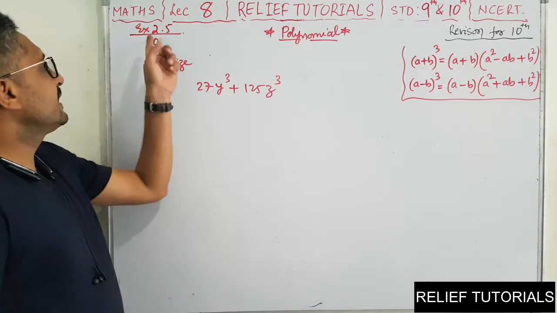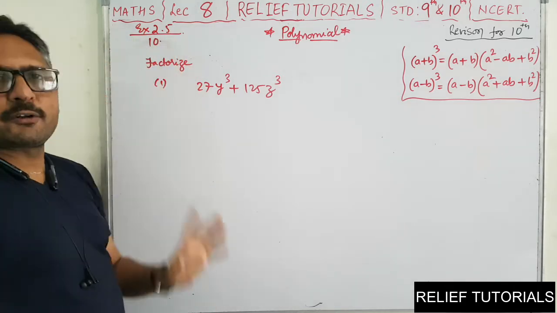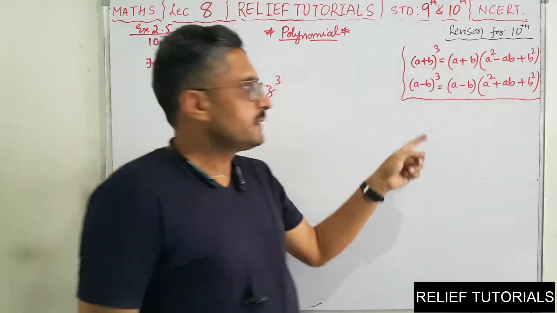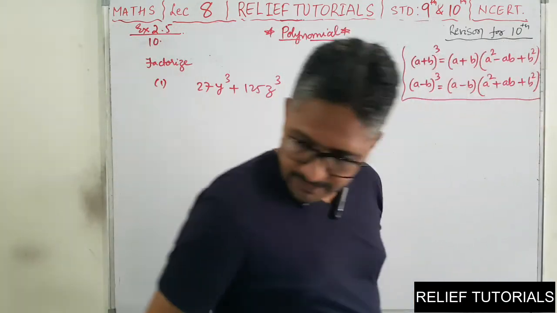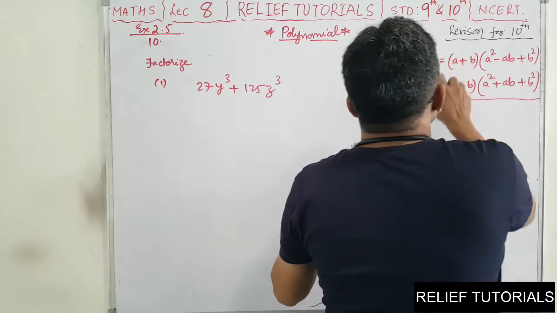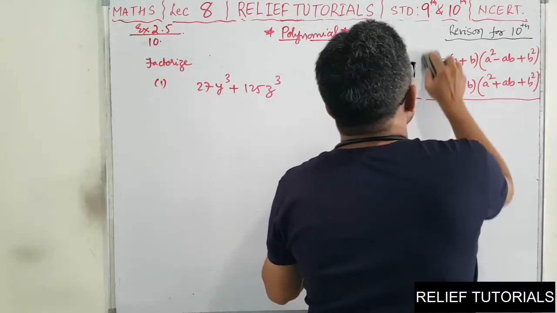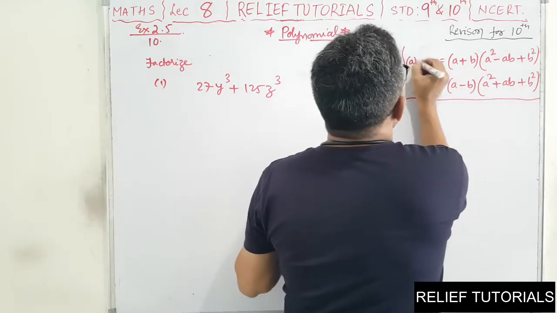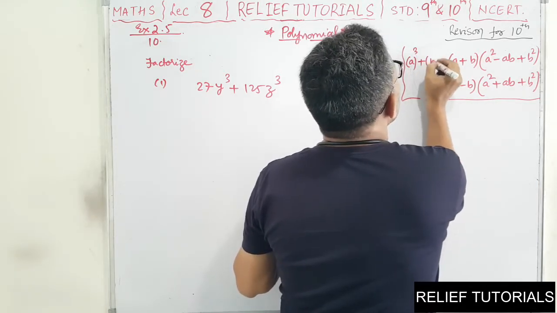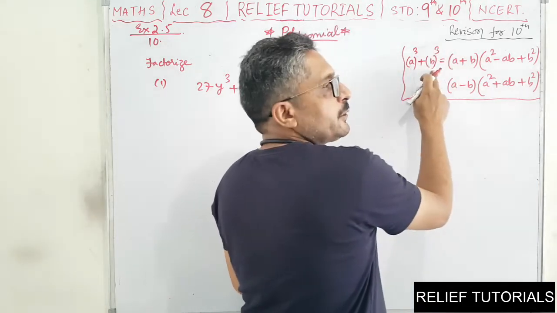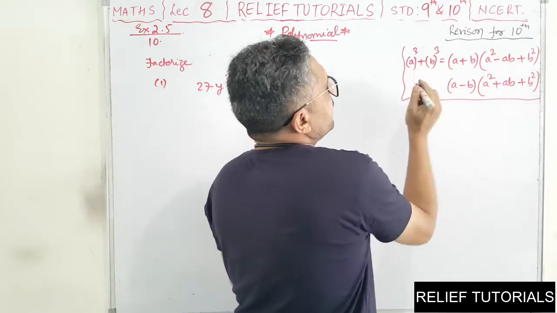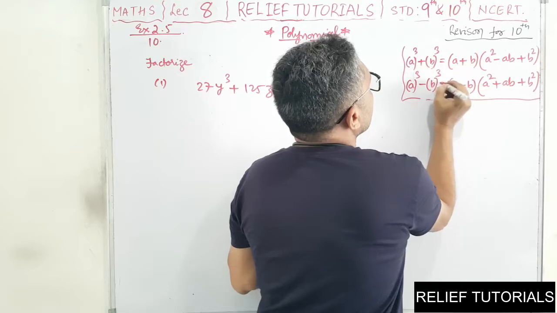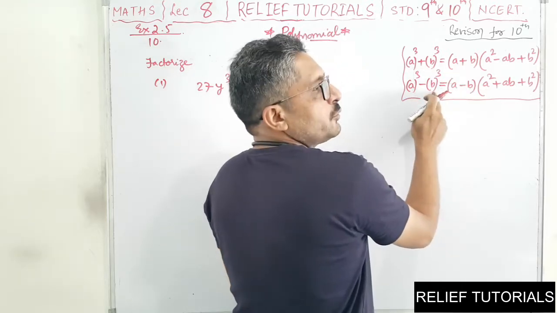Today we are discussing question number 10 of exercise 2.5, and this question is totally based on these two identities. You know that the first identity is a cube plus b cube, that is the sum of two perfect cubes, and here it is a cube minus b cube, that is the difference of two perfect cubes.